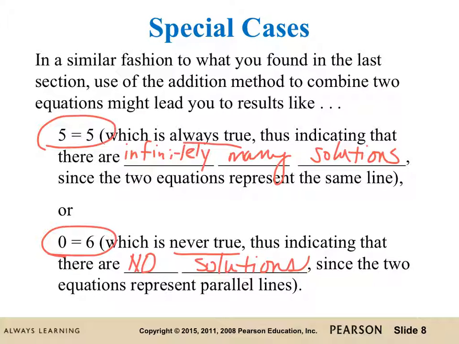So this concludes our lesson, and you are now prepared, hopefully, to do your homework for section 11.3.